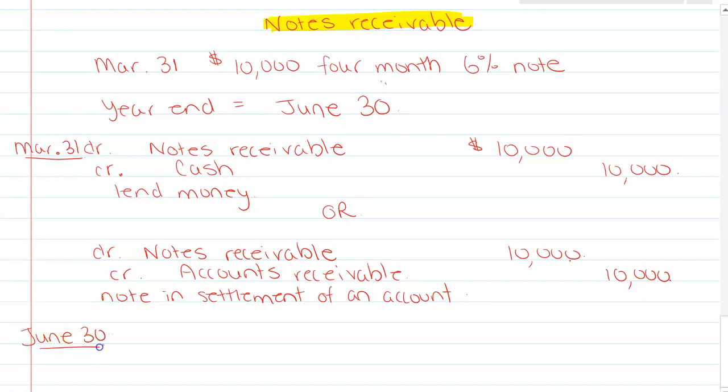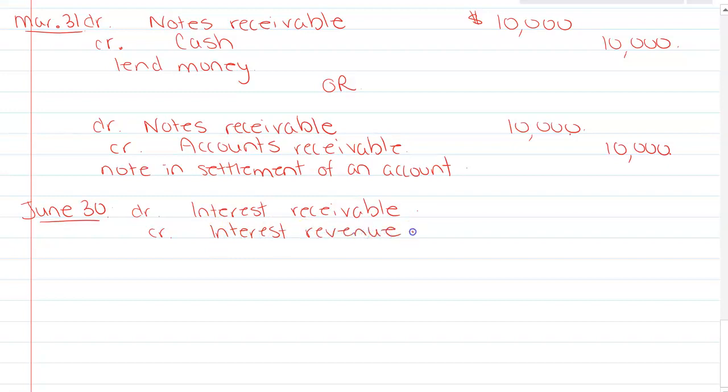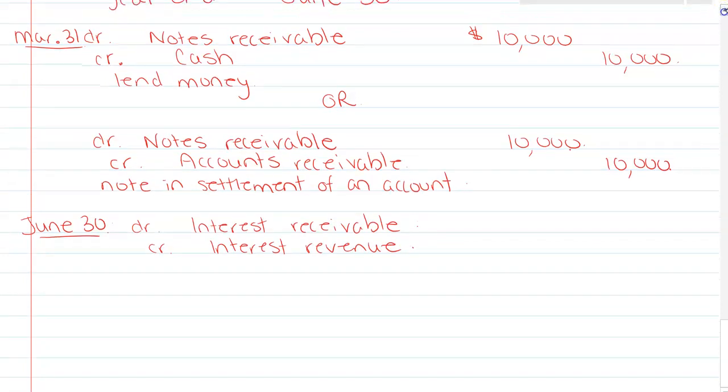So just remember, at the year end, because we haven't completed this transaction, we'll have to record interest revenue. So I'll set up a receivable account because we're not actually receiving cash. And then I'll set up an interest revenue account. So I actually want to record the interest that is accrued from March 31st to June 30th.